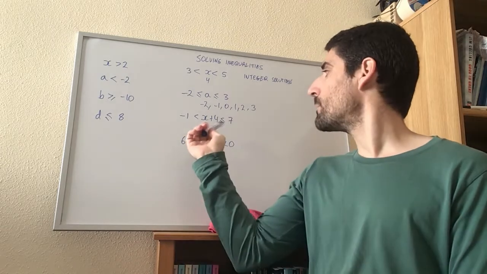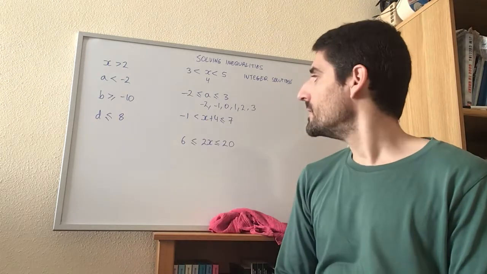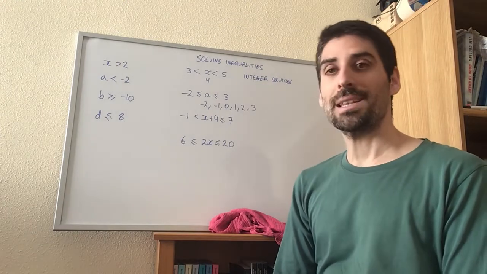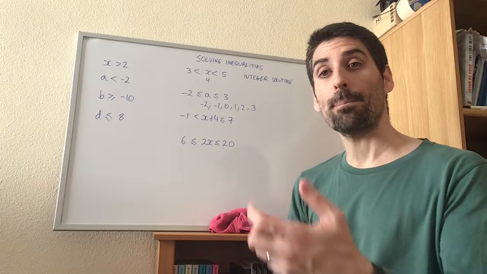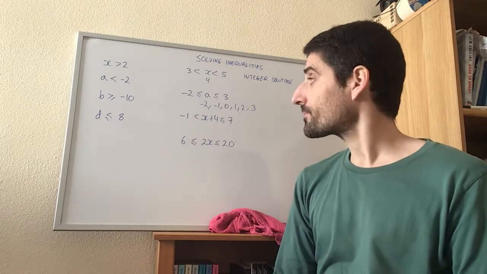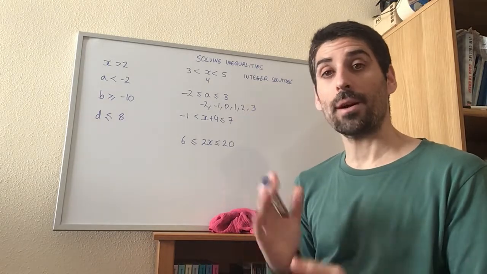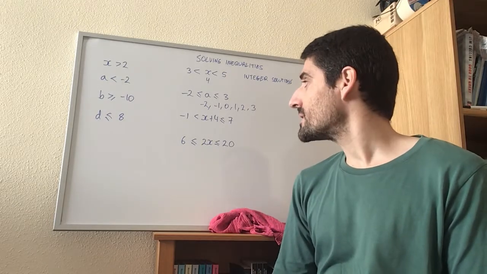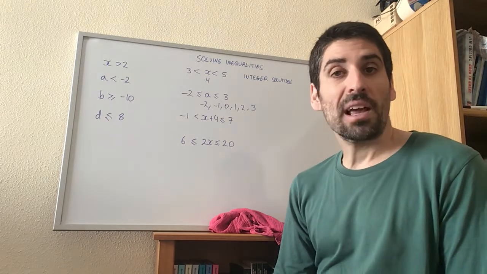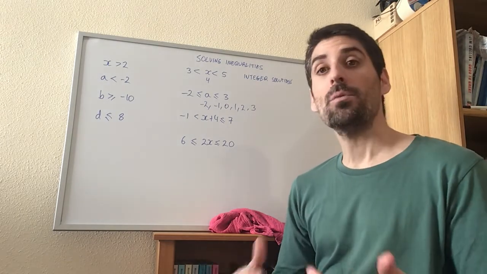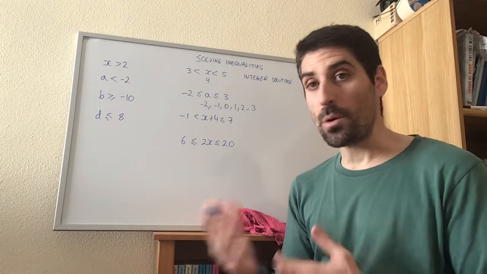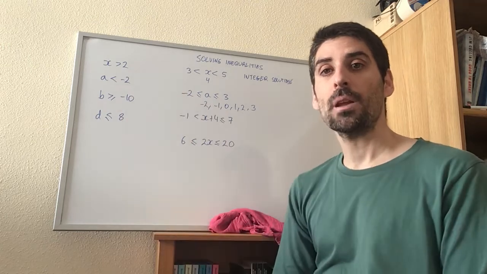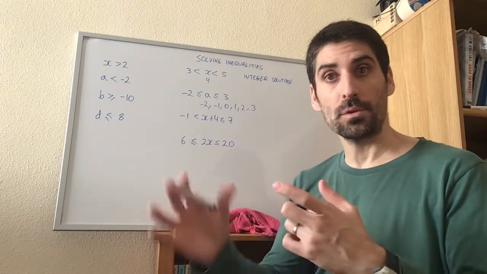Alright, I've got one more inequality here. It says that minus 1 is less than x plus 4, which is less than or equal to 7. Now I've got that plus 4 there. And before I can find the solutions, I need to get rid of that plus 4. So think about these like an equation. How did we get rid of that plus 4 when we were solving a normal equation? What did we do to get rid of the plus 4? We took away 4. You always do the opposite.